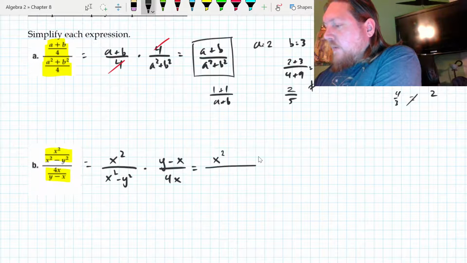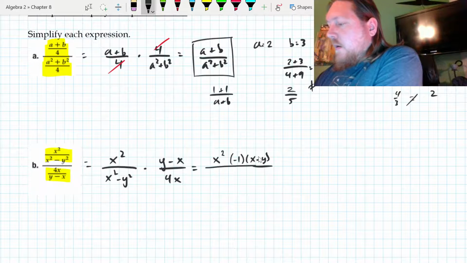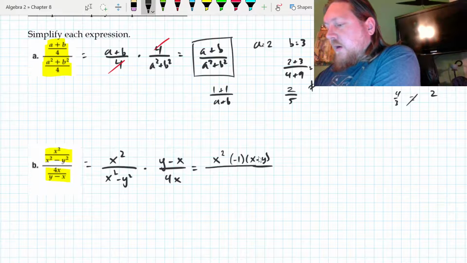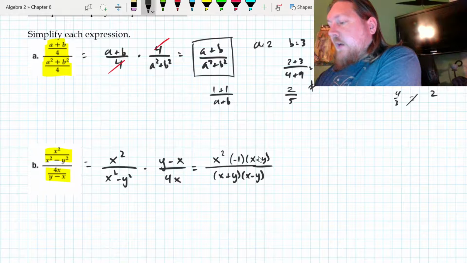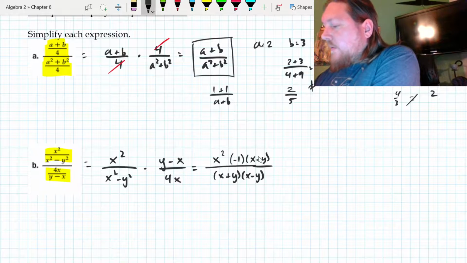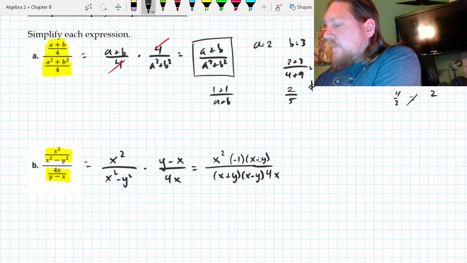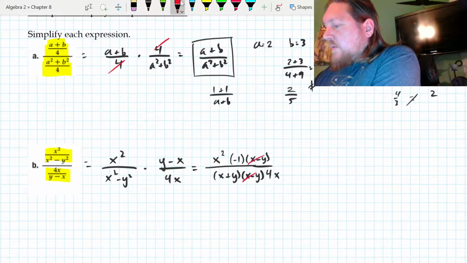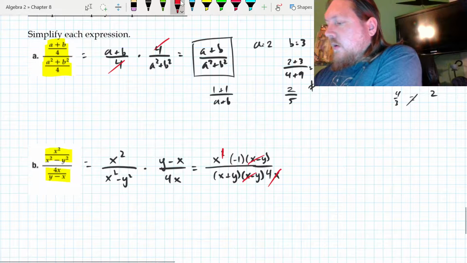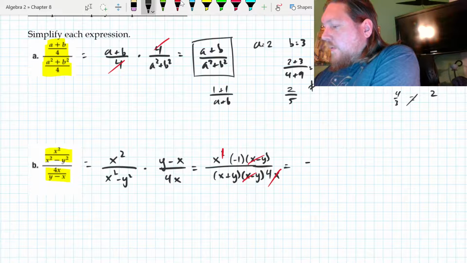What if I factor a negative 1 out from that? It becomes x minus y. That might be handy. x squared minus y squared is just a difference of squares. So it's x plus y, x minus y. If I hadn't factored out that -1, I would have never noticed. And then 4x. x minus y cancels. This x cancels with one of those. And we are left with negative x over 4 times x plus y.